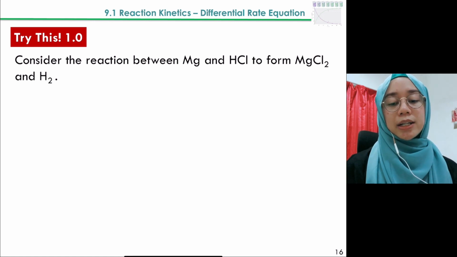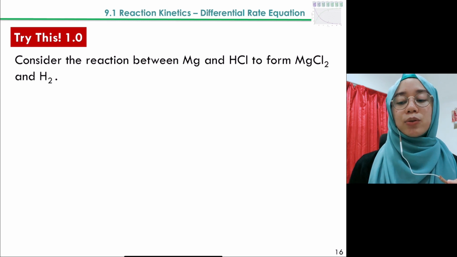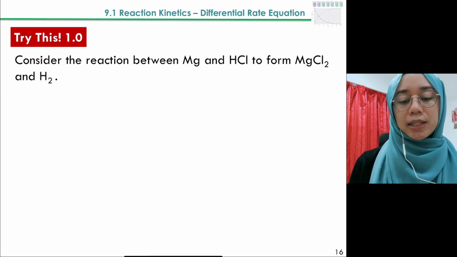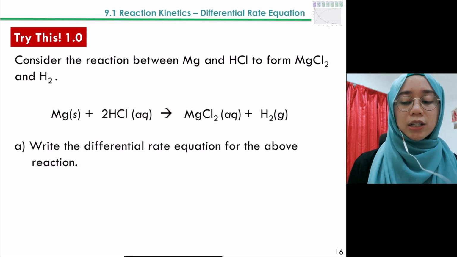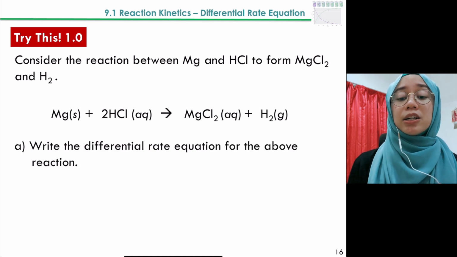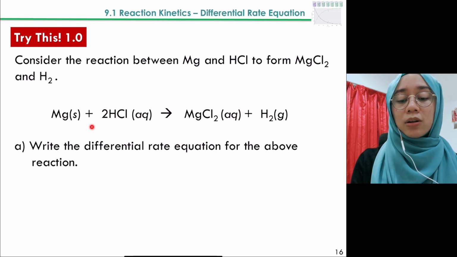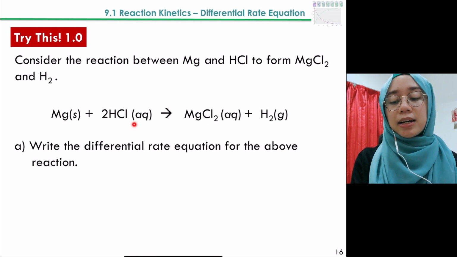So ada buat try this 1.0 kat sini. Consider the reaction between the magnesium and HCl to form MgCl2 and H2. Given to you equation here. So write the differential rate equation. Okay, ni tak ada masalah. Cuma be careful. Tengok betul-betul di phases yang ada dalam kita punya species ni. Okay, tengok betul-betul yang tu.